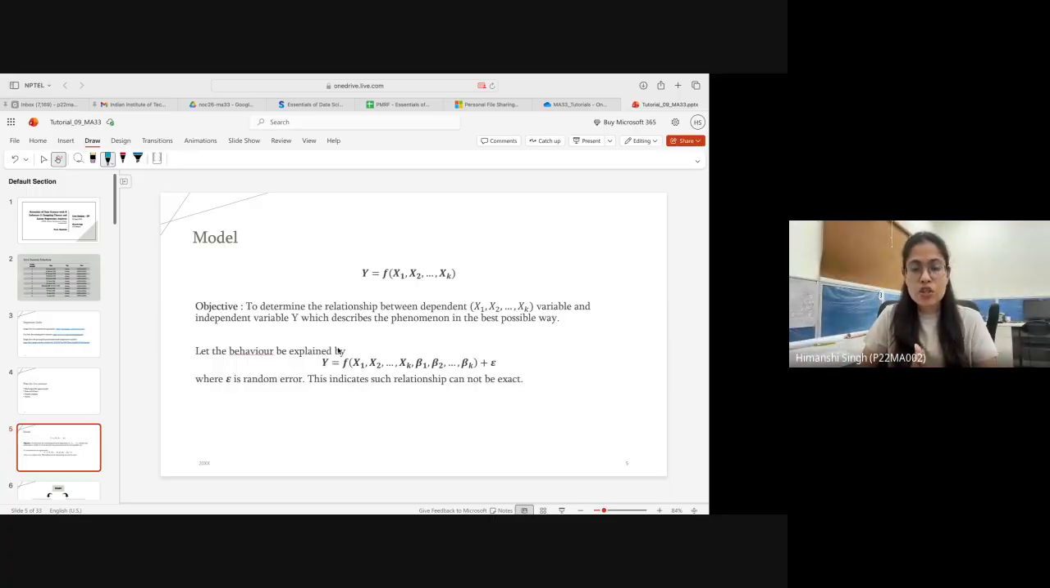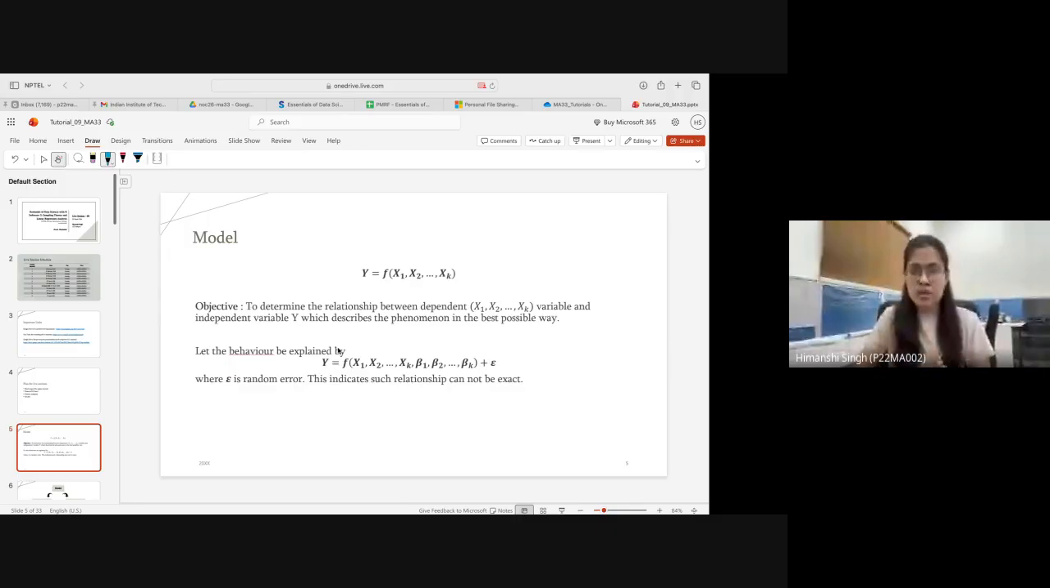So let us consider x1, x2, xk random variables, okay, which are independent, which do not depend on each other, and there is a relation between them and the dependent variable. So basically if I change the value of the independent variable in a particular way, then the dependent variable also gets changed. So the rate of change has a certain kind of structure.